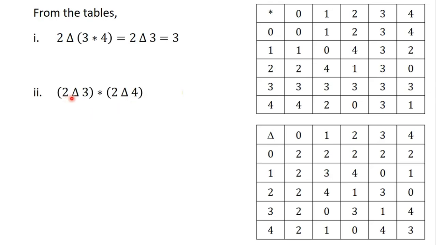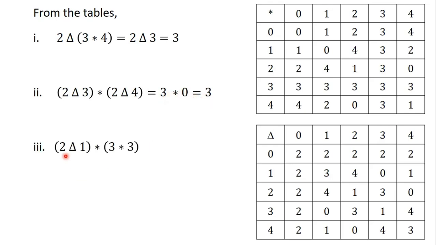The next one is (2 delta 3) star (2 delta 4). So you read what is in the first bracket, 2 delta 3. From the table, 2 delta 3 will give us 3. Then star 2 delta 4. 2 delta 4 will give us 0. So 2 delta 3 will give us 3 and 2 delta 4 will give us 0. We will now have to find 3 star 0. 3 star 0 from the table will give us 3. So (2 delta 3) star (2 delta 4) is equal to 3 star 0, which is equal to 3.